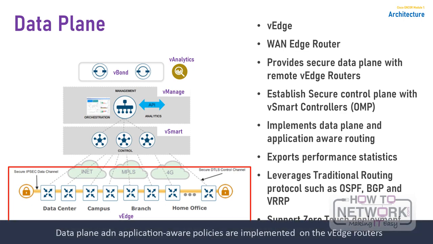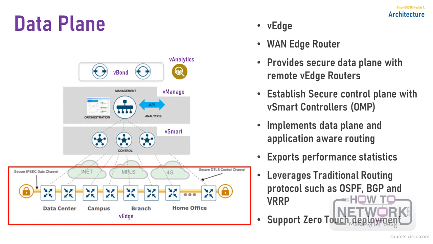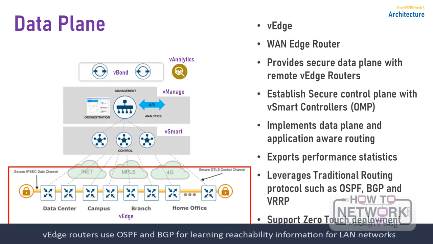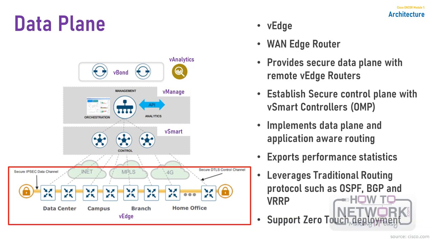Data plane and application-aware routing policies are implemented on the vEdge routers. vEdge routers export performance statistics and alerts and events to the centralized vManage system for a single point of management. vEdge routers use standards-based OSPF and BGP routing protocols for learning reachability information from service LAN-side interfaces and for brownfield integration with non-SD-WAN sites. vEdge routers have a very matured full-stack routing implementation, which accommodates simple, moderate, and complex routed environments.